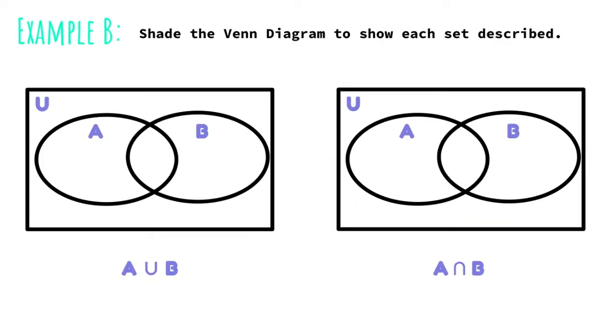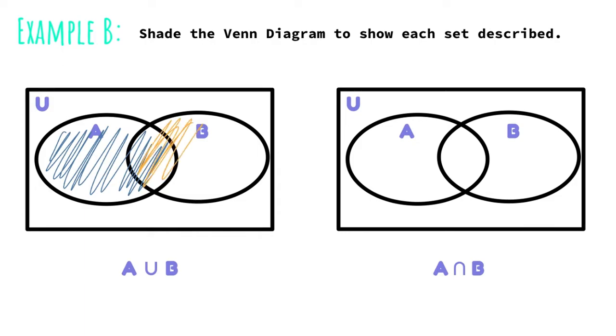So here in example B, it says shade the Venn diagram to show each set described. So we're going to color in the parts that it's asking us that match the examples here. So we've got A union B, so we need to color everything that's included in A and B. So we're going to color all of A in this blue. All right. And then it's a union of A and B, so it's everything all together. So then we're also going to color B completely. So that colors A and B, so that is A union B.